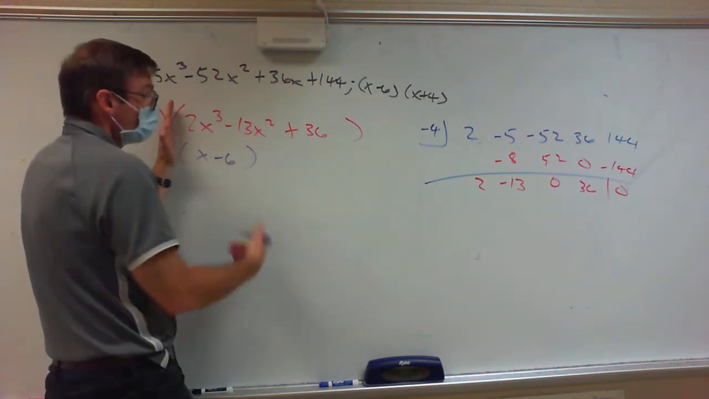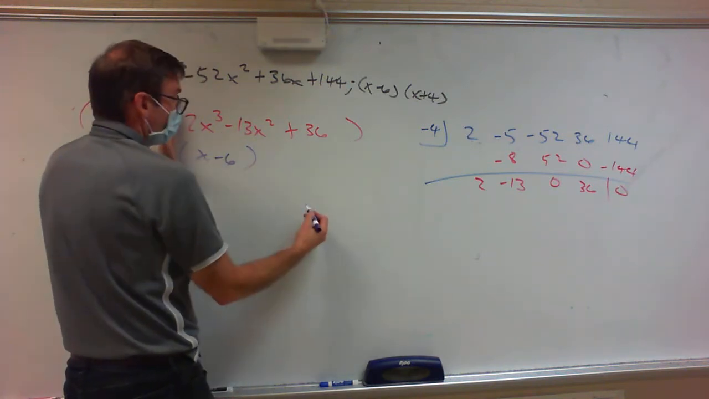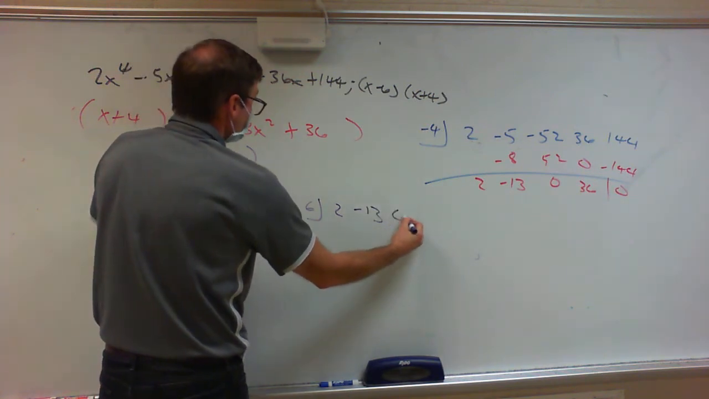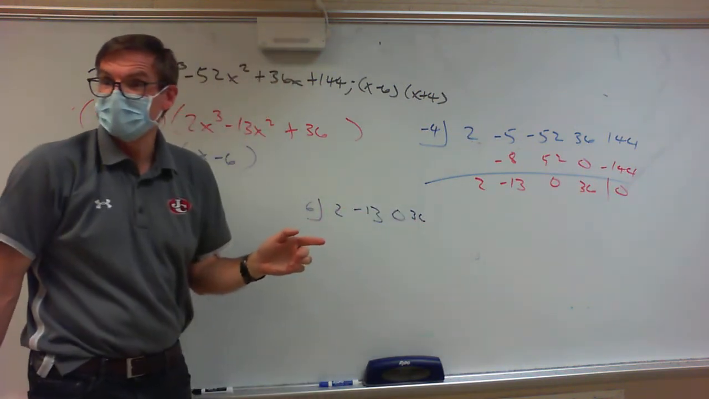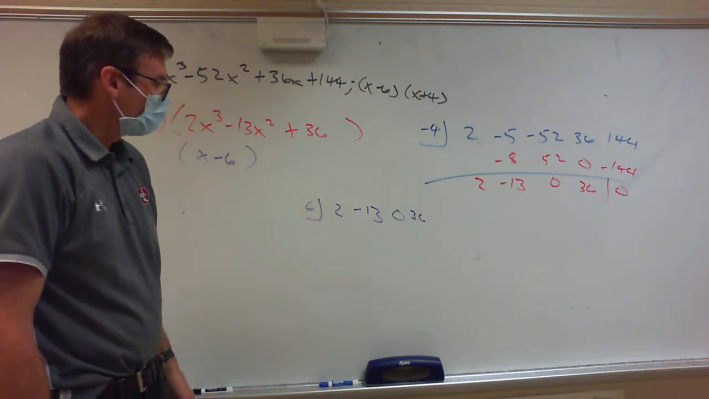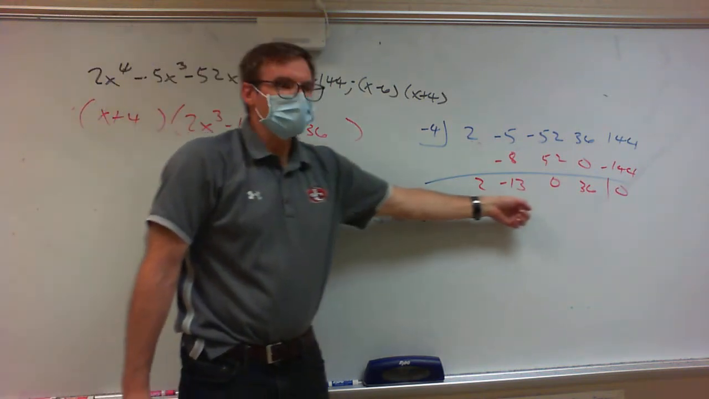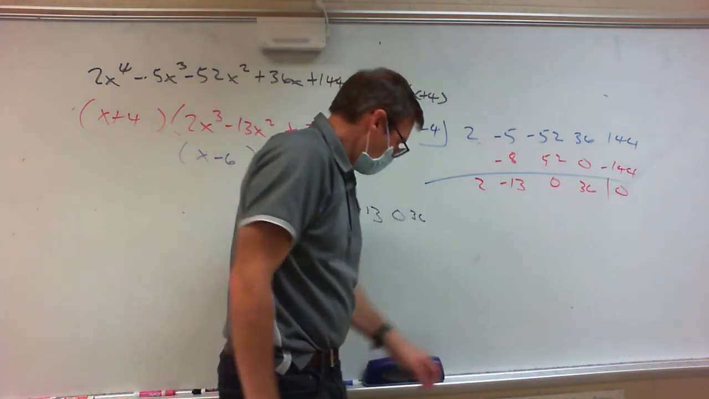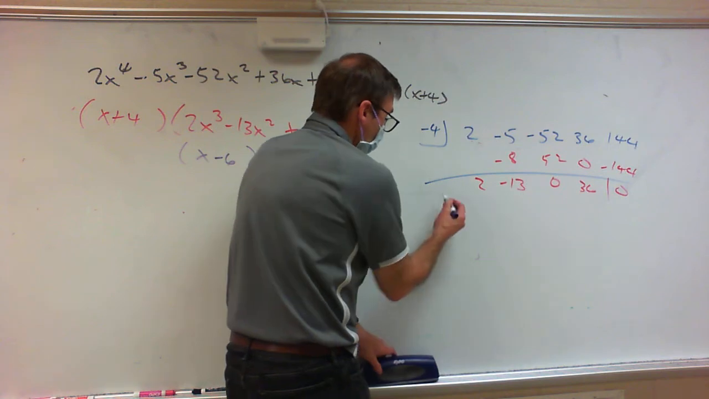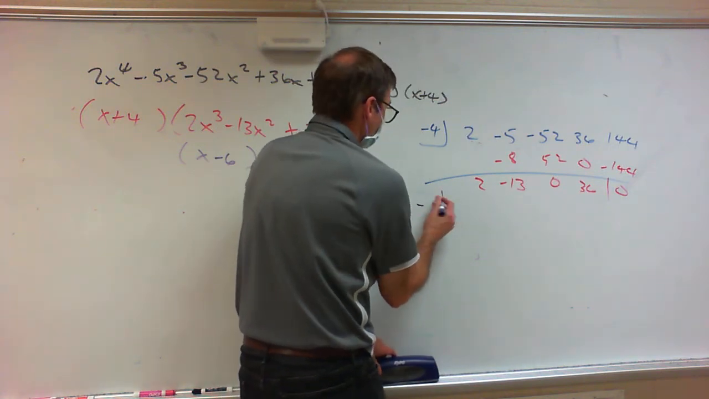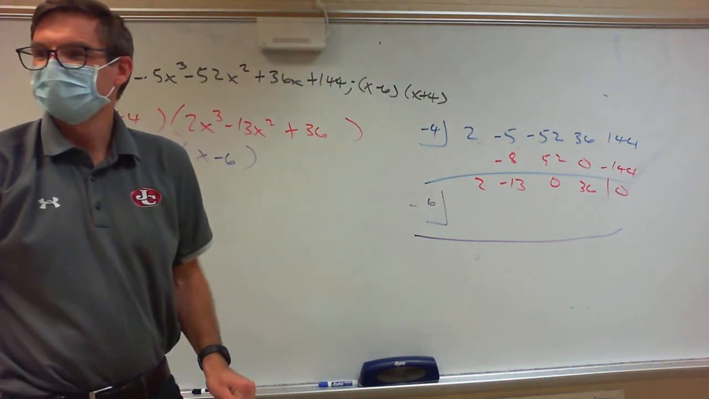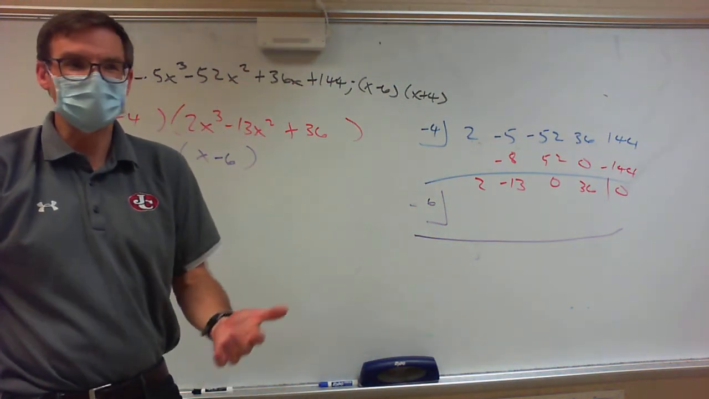So what I could do is, I could do synthetic division. I'll put a 6 in the box, and I'll put a 2, a negative 13, a 0, and a 36. I could do that, couldn't I? But you know what? I like being efficient. These numbers I already have written here, don't I? So what I could do is use those numbers and put a box here and put a 6. That way I don't have to write them down again, right?